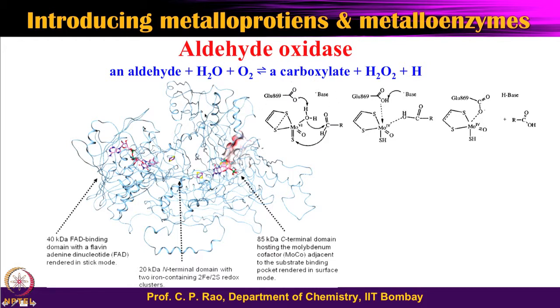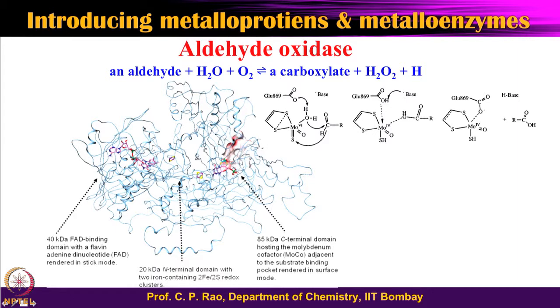So, in this aldehyde oxidase, you can see it is again a complex kind of enzyme. You have the FAD binding domain with a flavin adenine dinucleotide, which is shown in this stick form. This is 40 kilodalton, and there is another part of the enzyme which is 20 kilodalton, and this has the iron sulfur cluster, a 2 iron 2 sulfur cluster. This is 20 kilodalton, this is 40 kilodalton, and this whole thing is 80 kilodalton.